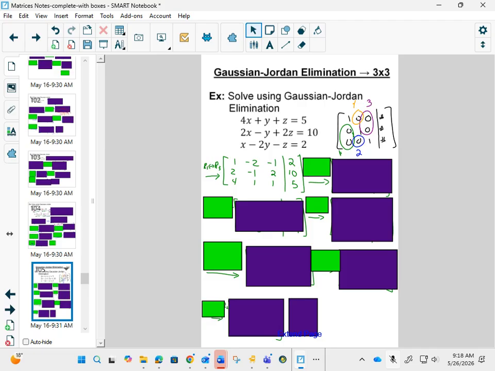So I look at my main matrix. In the green, I want to get those zeros first. Can you see that you'll want to change row 2 to something, and you'll want to change row 3 to something?